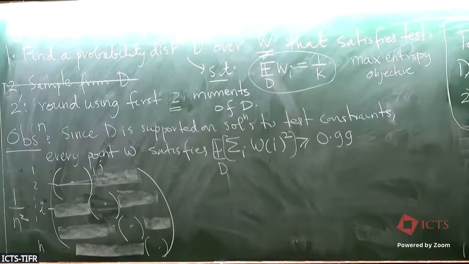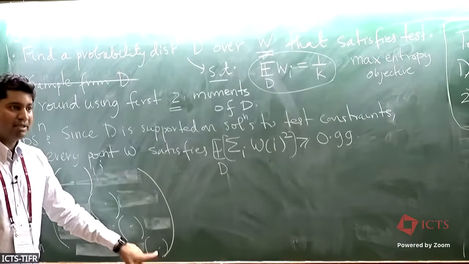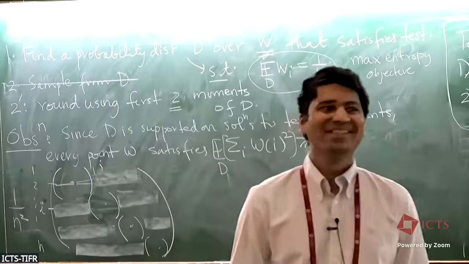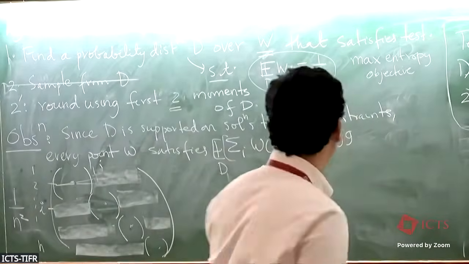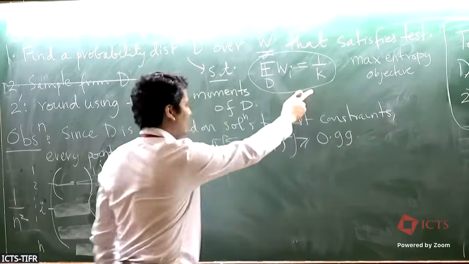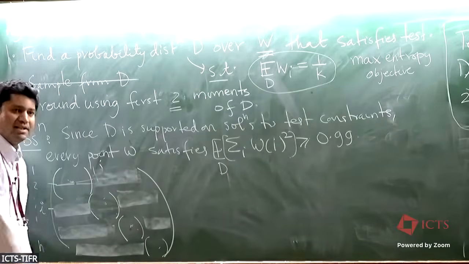Okay, does it make sense? Now, for this to succeed, you do require that there was substantial mass in every one of the diagonal blocks. But that is true because we know that the expectation of W_i is 1 over k. Okay, we force this constraint. This constraint implies that there is good mass in every one of these, and so yeah.